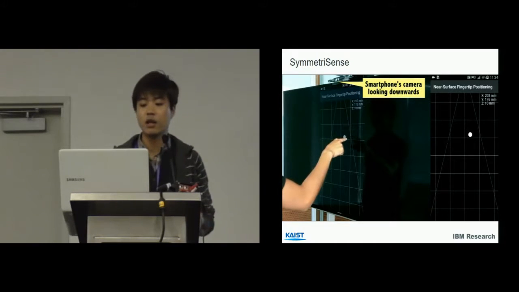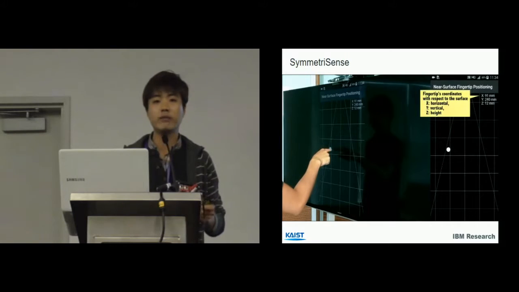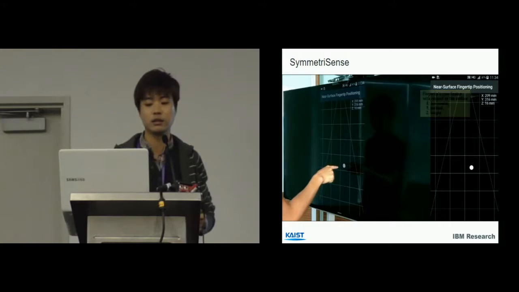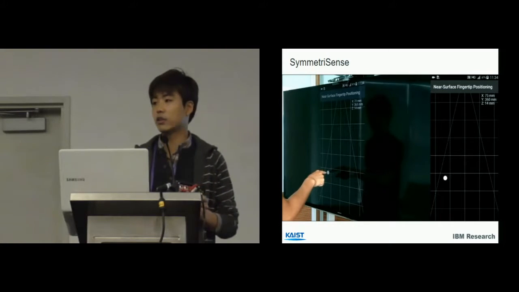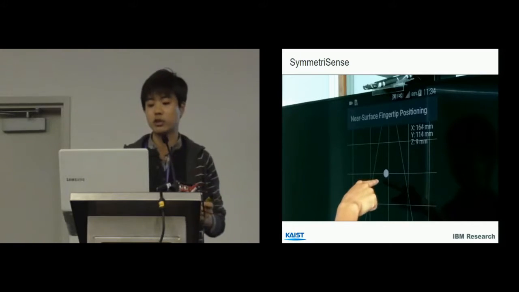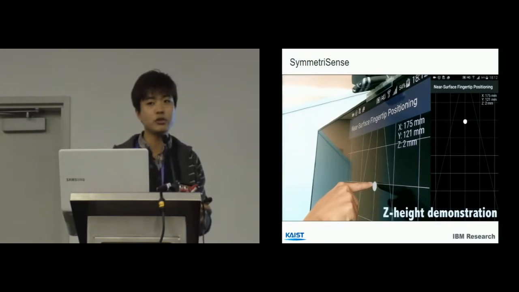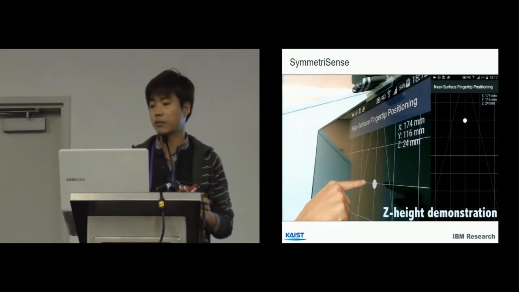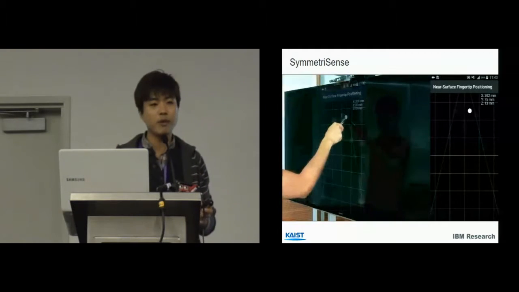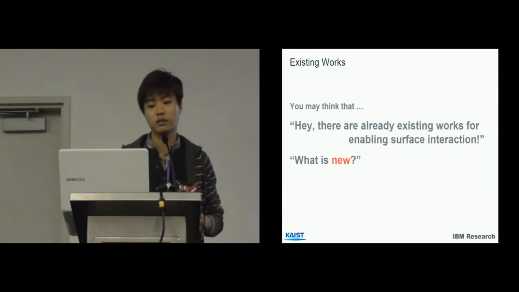To this end, we propose SymmetriSense. It is a mobile platform to enable interactivity above a glossy surface of everyday flat objects. Our SymmetriSense runs on a single commodity smartphone and localizes the fingertip 3D position above a surface in real time. This video shows a demonstration of SymmetriSense on a TV screen, but it is not limited to this setting. The platform can be adopted to any glossy surface of everyday flat objects.